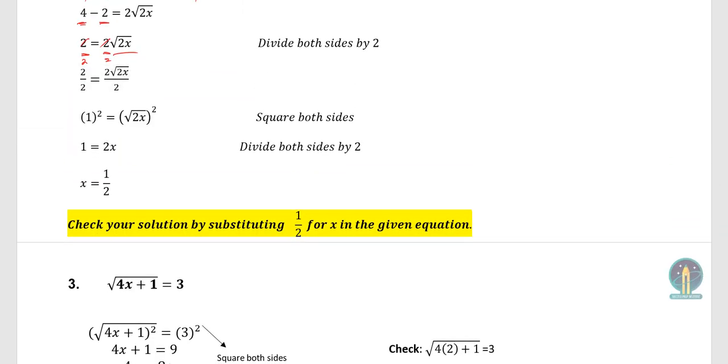So you have 1 equals square root of 2x, and then you can square both sides to get rid of the square root. So 1 squared is 1, and square root of 2x squared is 2x. Okay? So 1 equals 2x, so x equals 1/2. And again, always check the solution by plugging the result into the given equation.